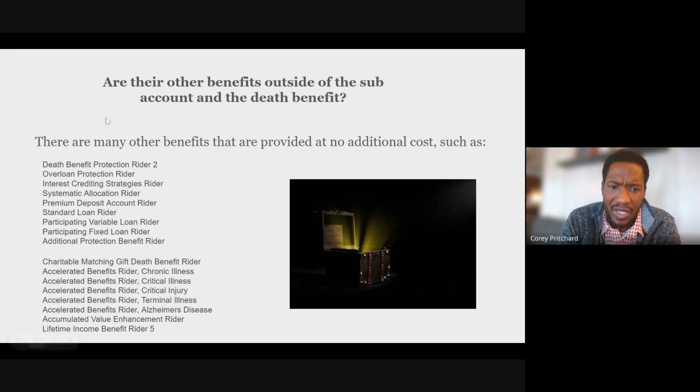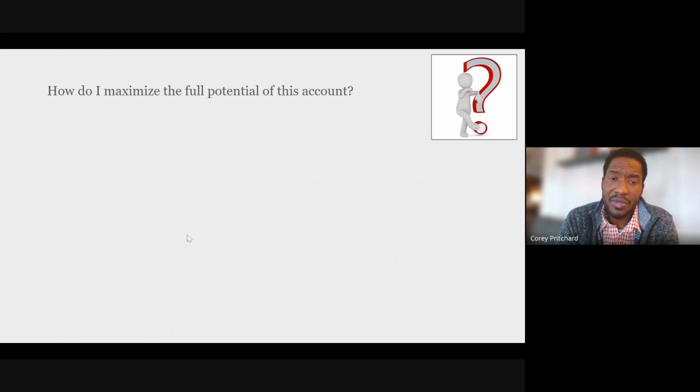You can take a look at these. I'm not going to go into these in great detail. They're in your contract, and you can see them, but just take a look at some of these things. It's absolutely amazing to see how much you're getting for what you're actually paying into the policy. It's really phenomenal. So just continuing on, if you have this question, I'm asking how do you maximize the full potential of this account?